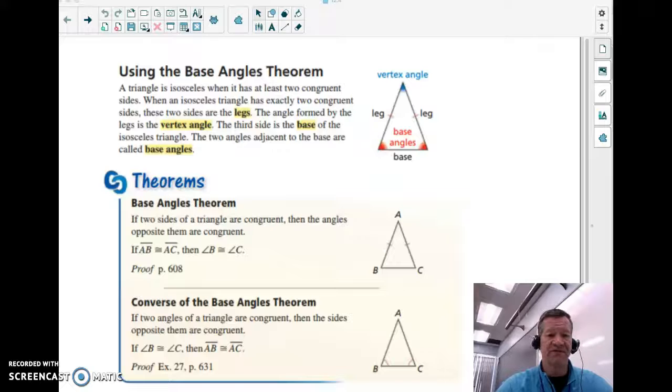Here we go with example 1 of section 12.4. A couple definitions before we actually do the example. So definitions. We have here an isosceles triangle.